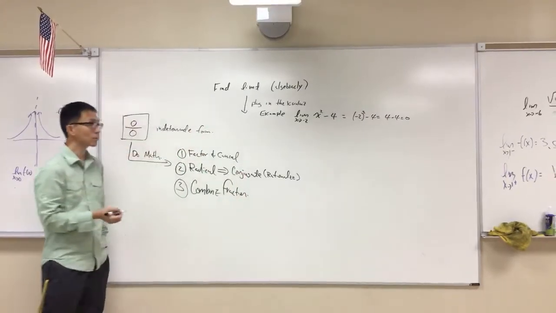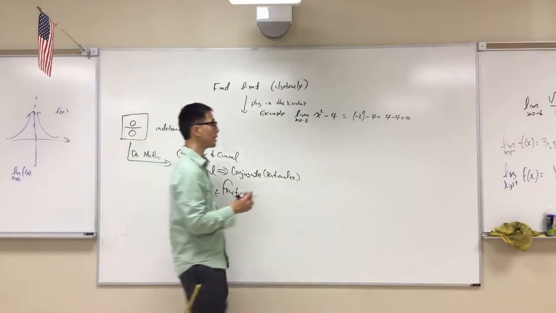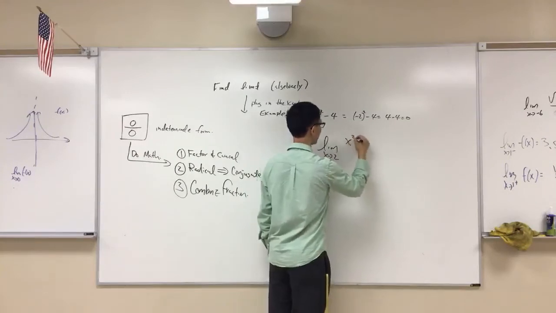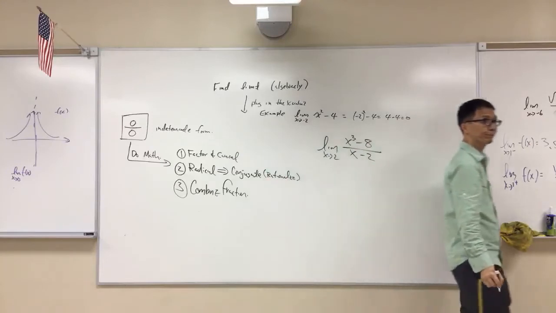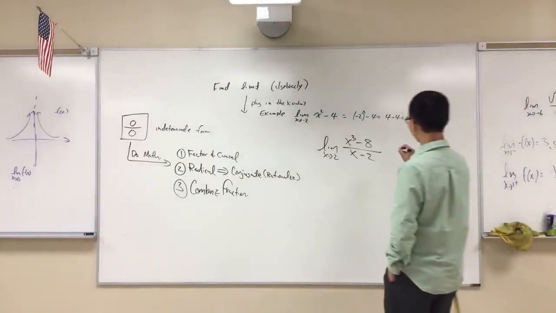Questions about those 3 things? You're probably wondering, how in the world do I apply them? Okay, so what if you have the limit as x approaches 2 of x cubed minus 8 over x minus 2? What happens if I plug in 2? 0/0. I'm going to do math.